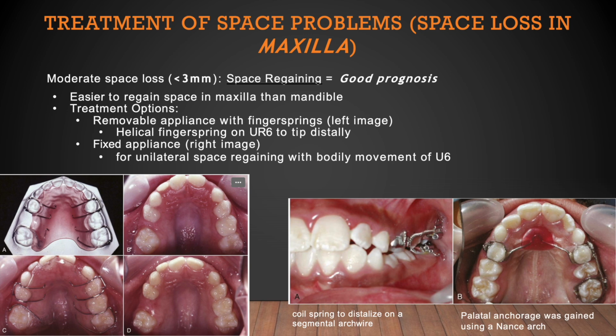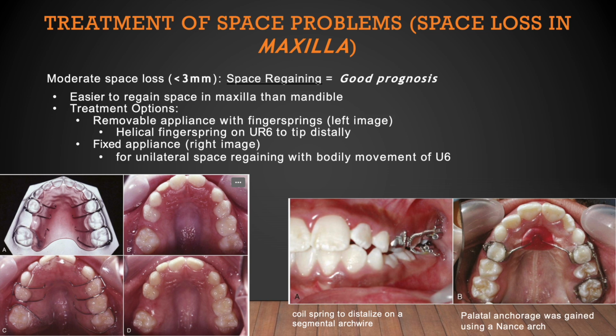So here we have treatment of space problems in the maxilla. With moderate space loss, less than 3 millimeters of space, like we said, there's a good prognosis of regaining the space. It is easier to regain the space in the maxilla than in the mandible, and some of the options include a removable appliance with finger springs, as we can see here in the image on the left, to distalize that molar from the space loss from the mesial drifting.